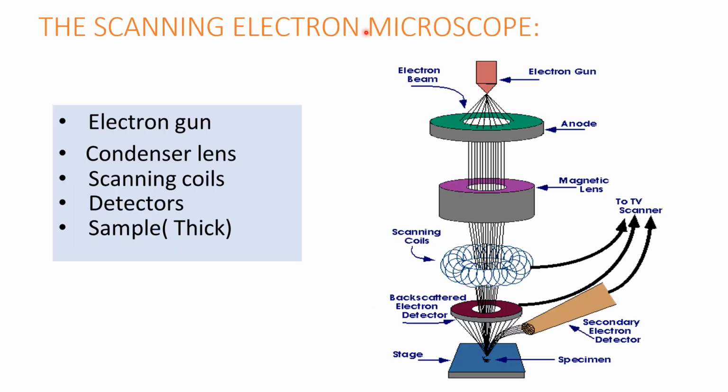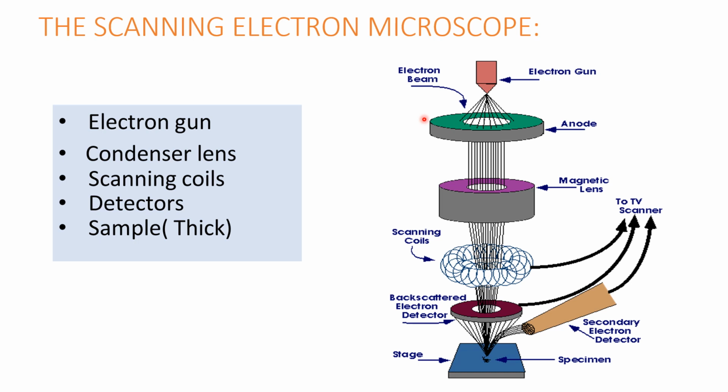Here is the diagram of the scanning electron microscope, and these are its basic components. The first one is the electron gun, then the condenser lens, scanning coils, detectors, and the sample. Here we use a thick sample, and the reason behind this we will discuss later in the next slides. So we will discuss these points one by one.